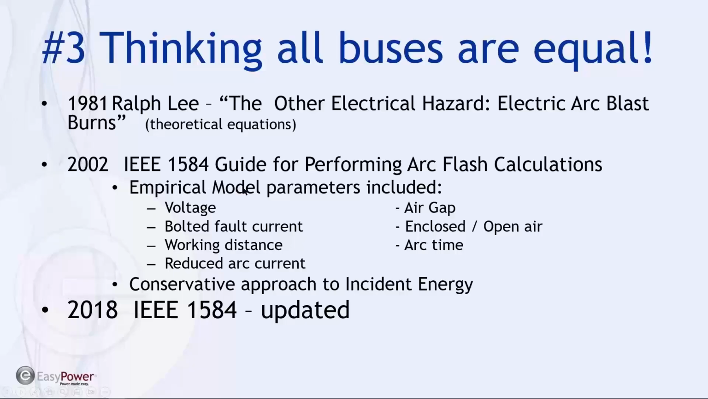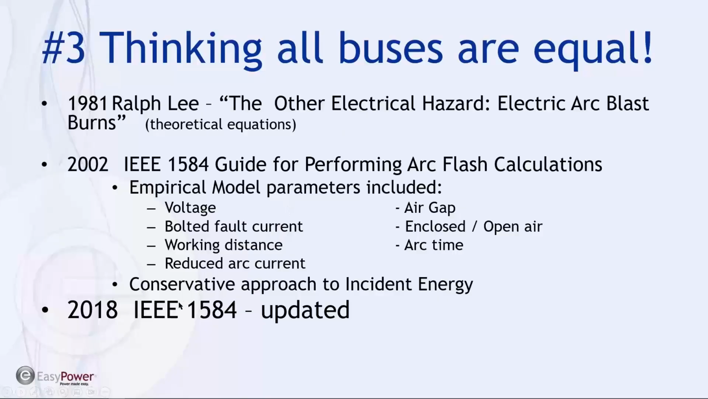And the model parameters that are included: voltage, bolted fault current, working distance, reduced arcing current, air gap, enclosure or open air situation, and then the arc time. But the standard also consciously included a conservative approach and guard banding at several different intersections, because there were still a lot of unknowns in the database that weren't being handled.